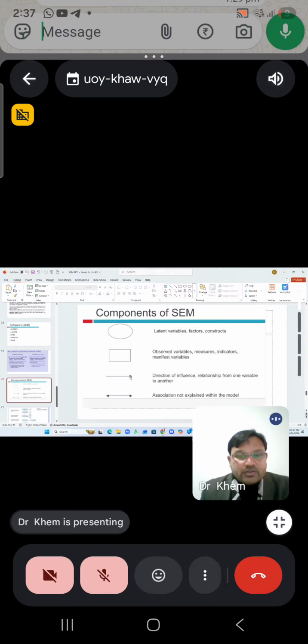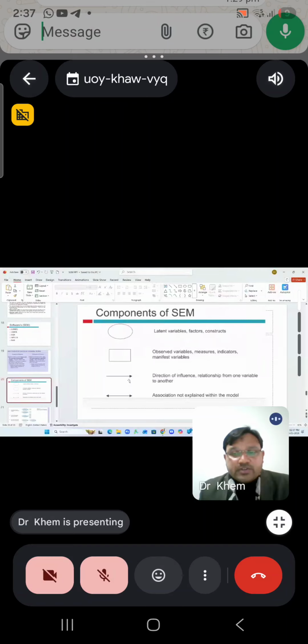Understood? This direction is called the direction of influence, the relationship from one variable to another. It means one is the independent variable, and here we put the independent variable. It shows the direction in which the independent variable is moving towards the dependent variable. That is a single arrow, which tells about the direction or relationship.